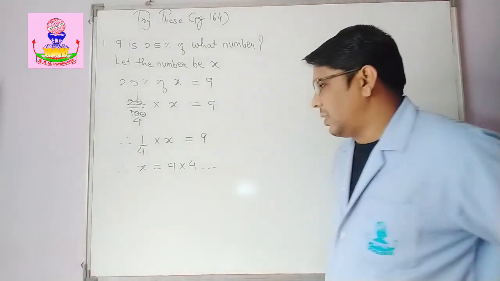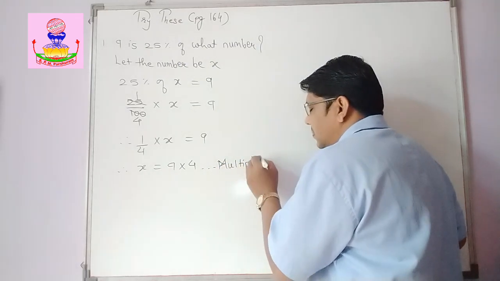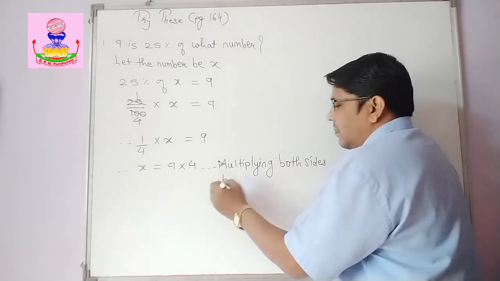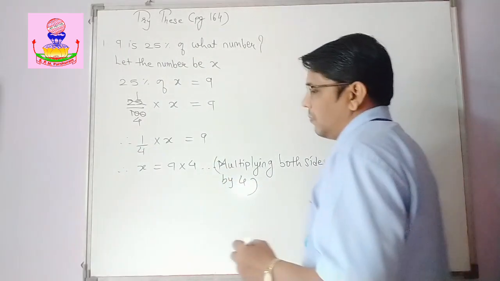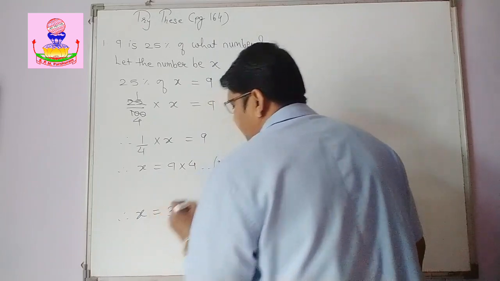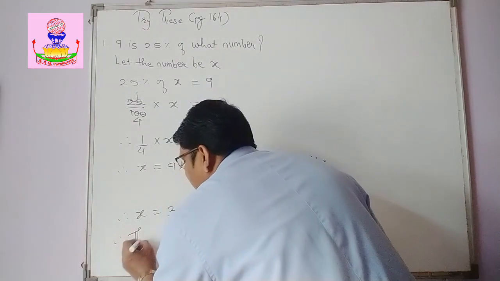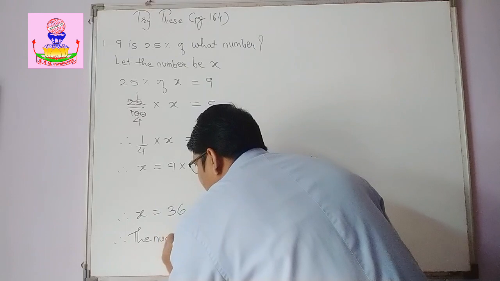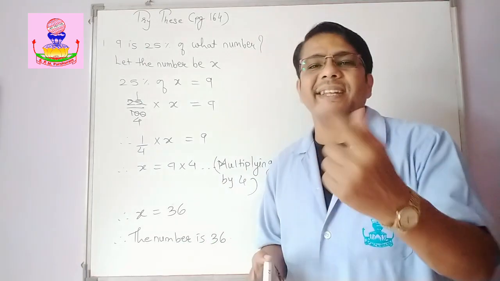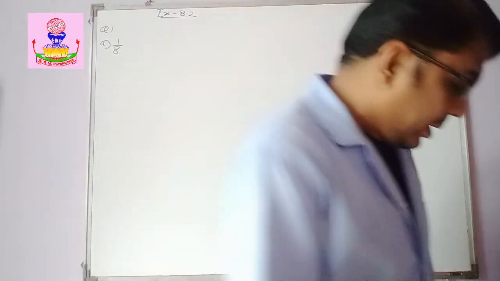Not transposing, multiplying both sides by 4. So therefore x is equal to 9 into 4, 9 fours are 36. So what is that number? 36. Therefore the number is 36. Same way, try to solve the second example of this. Try these.